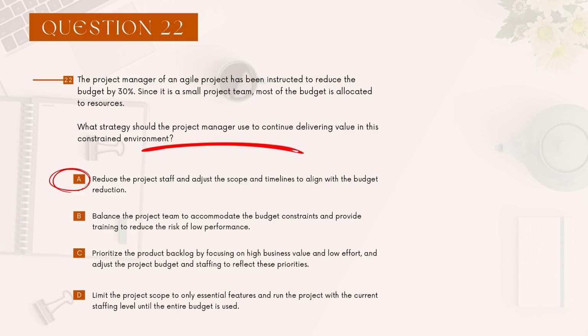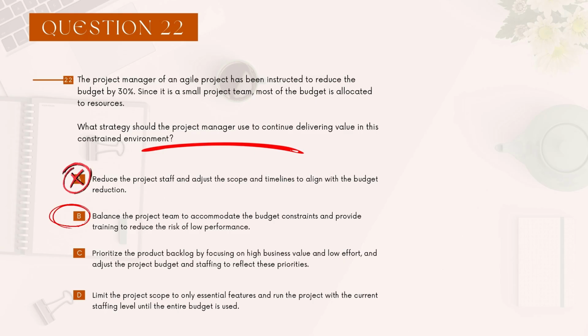Okay. So again, like we've mentioned before, A contradicts some sort of information in our question, and that is that we have a small project team. So technically speaking, because the majority of the budget is allocated to resources, then we could do that. But I don't really like it that much because we have a small project team, so reducing the project staff could be detrimental. Anyways, let's move on.